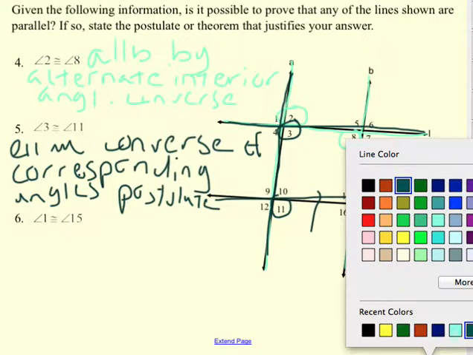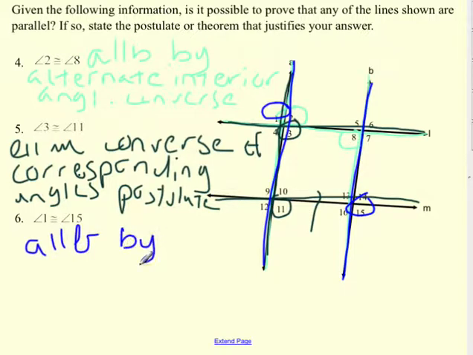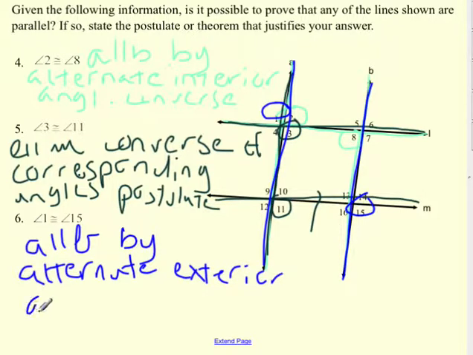All right, next, let's take a look at angles 1 and 15. Again, now I'm looking at A and B. I notice that 1 and 15 are both on the outside, and since they're congruent, that's going to make A parallel to B by the alternate exterior angle converse, because they're alternate exterior angles. So we're still identifying the same angle relationships we were doing the entire unit.